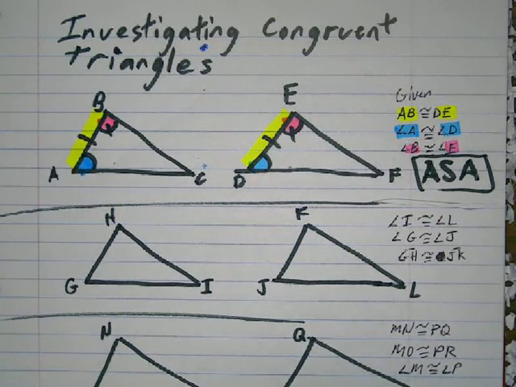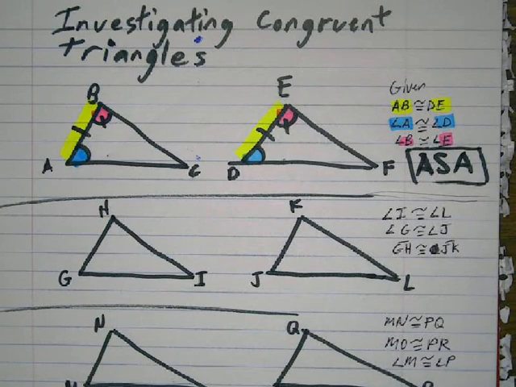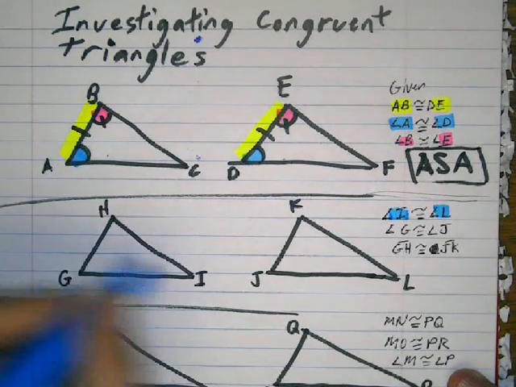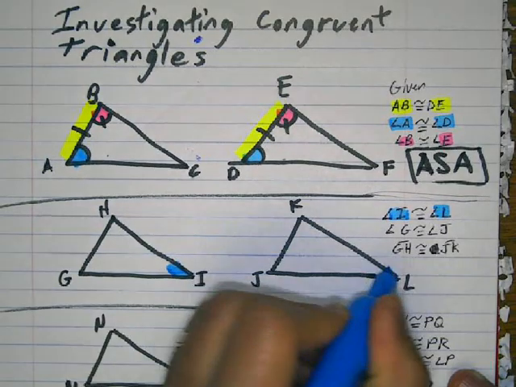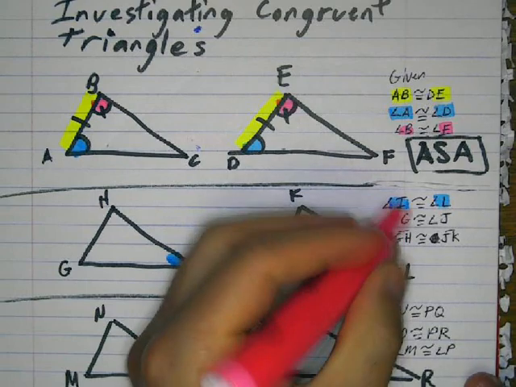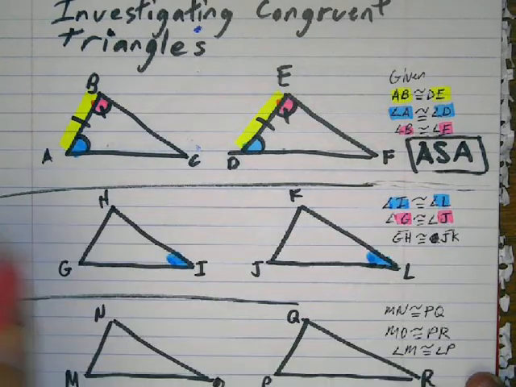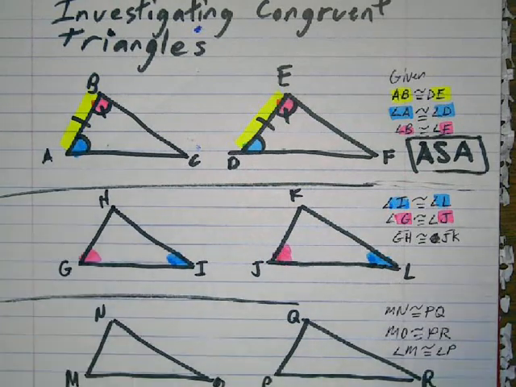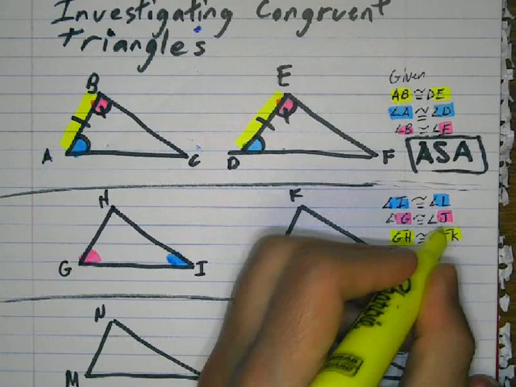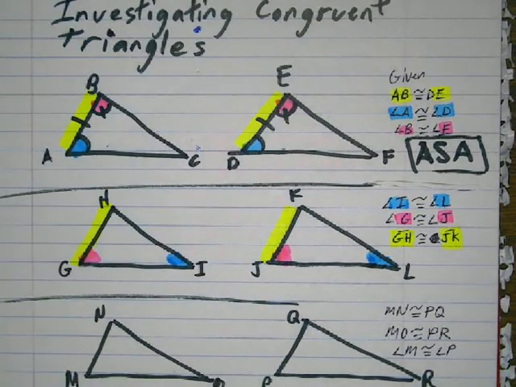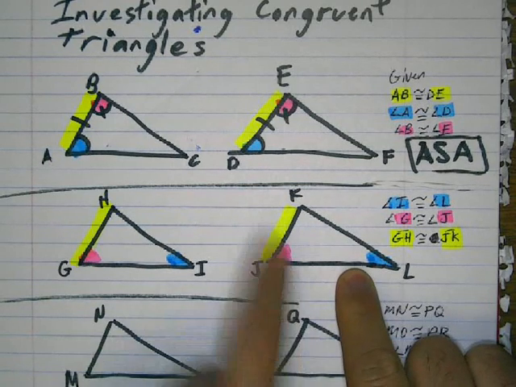Now let's look at the other example. We've got angle I is congruent to angle L. We've got angle G is congruent to angle J. And we've got side GH is congruent to side JK. Now, notice the angles are not on either side of the side.